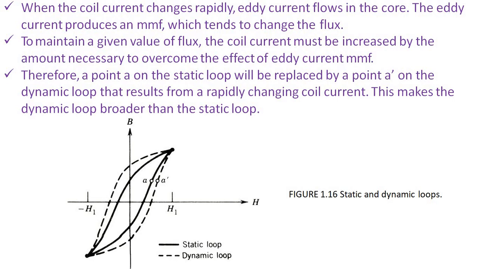On the x-axis, magnetic field intensity, and on the y-axis, magnetic flux density. The dotted line indicates the dynamic loop, and the dark line indicates the static loop. In the figure, static and dynamic loops.